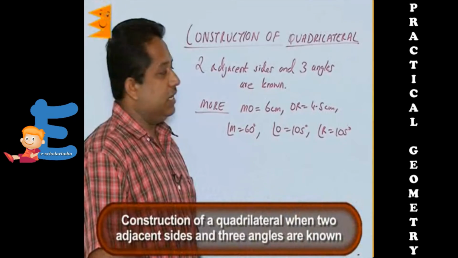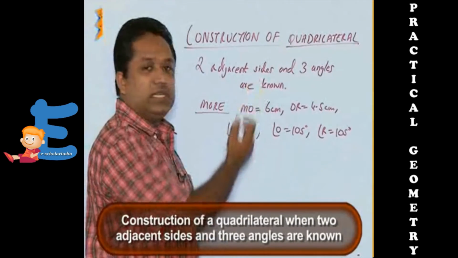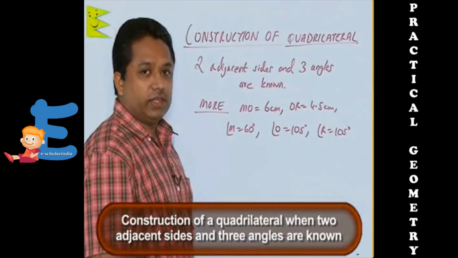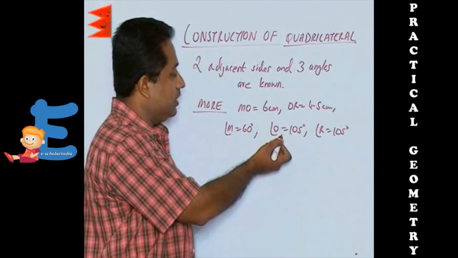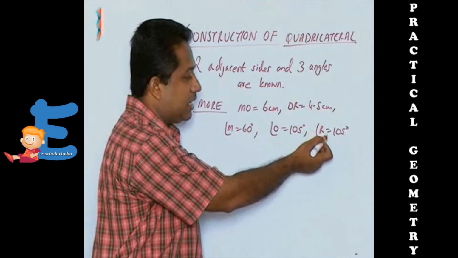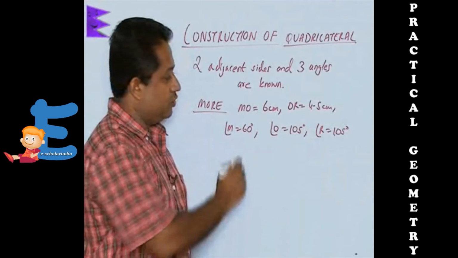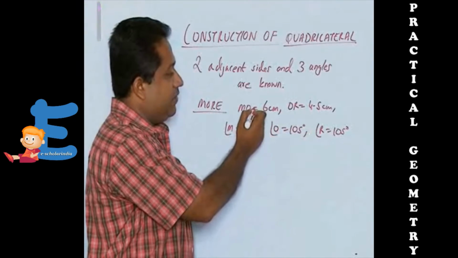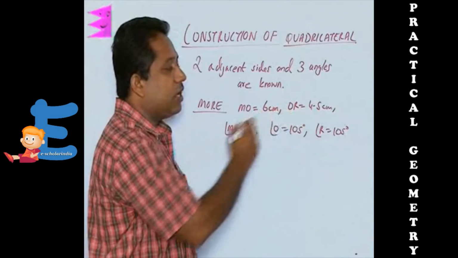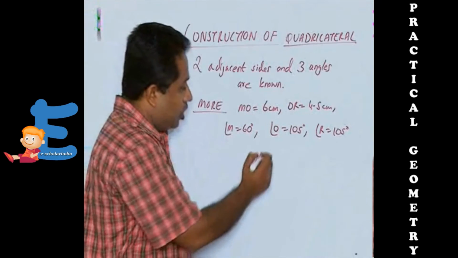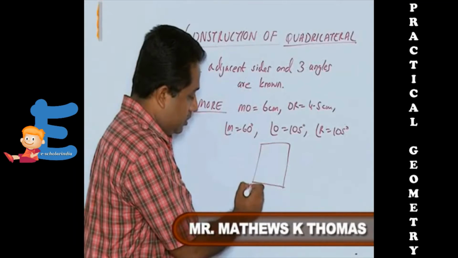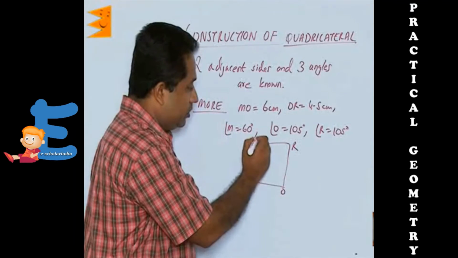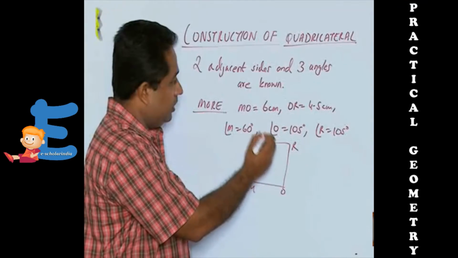Construction of a quadrilateral when 2 adjacent sides and 3 angles are given. So angles are given here: angle M 60 degrees, angle O 105, angle R again 105 degrees. So we have 3 angles here, and we have 2 adjacent sides MO and OR. So drawing the rough figure of what has to be done, we get MORE, which is the quadrilateral which has to be drawn.